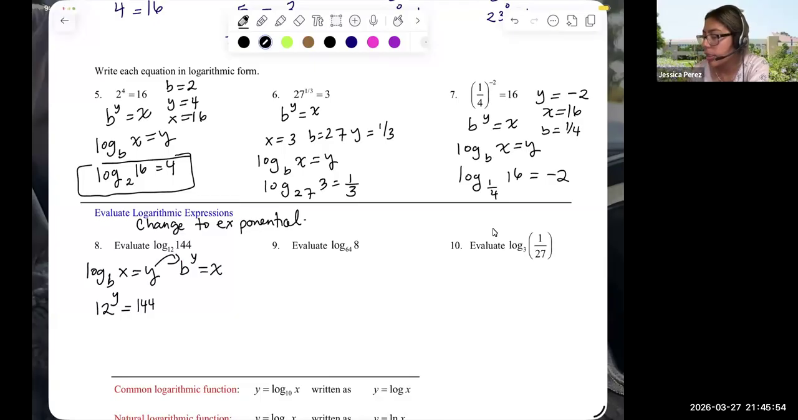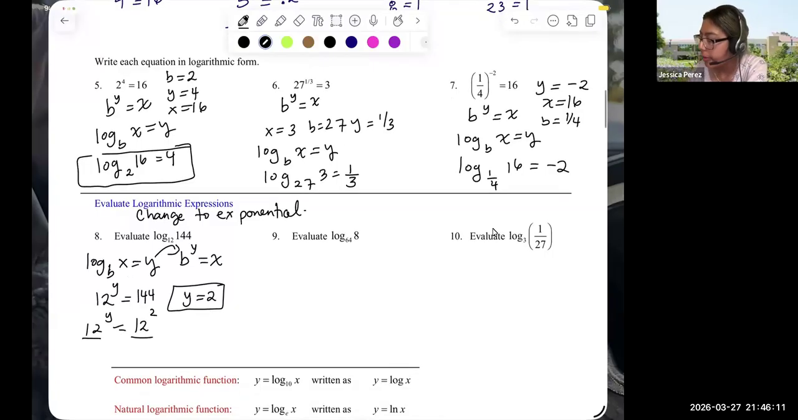So we can change 144 to be 12 squared is equal to 12 to the y. If the bases are the same, then the exponents are the same. So the solution is y equal 2. So log base 12 of 144 is 2. Same thing here. Now you have log base b of x is equal to y. So we have b to the y equal x. So it's going to be 64 to a power is going to give me 8 as a solution.